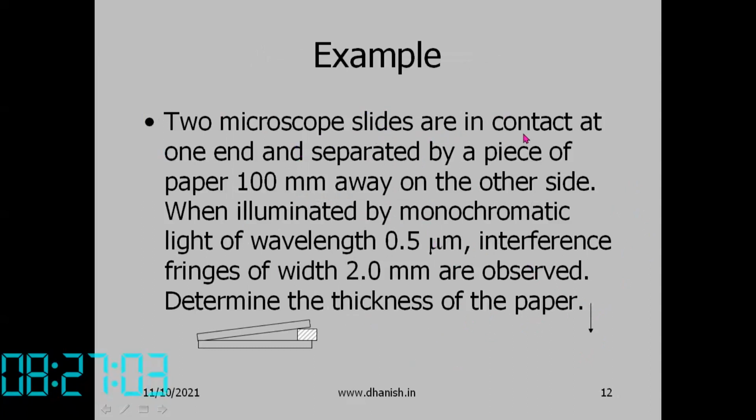Two microscope slides are in contact at one end and separated by a piece of paper 100 mm away on the other side. These are the two microscope slides, and at the other end we have a piece of paper. This is 100 mm away from this contact end. When illuminated by monochromatic light of wavelength 0.5 microns, interference fringes of width 2 mm are observed. Determine the thickness of the paper.